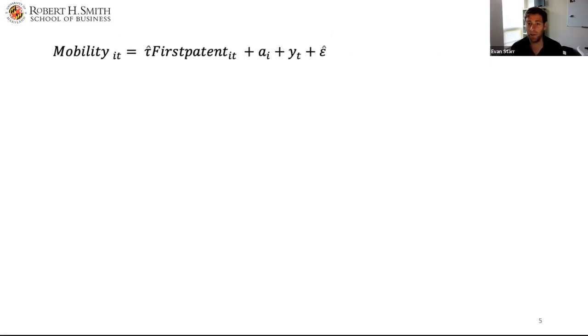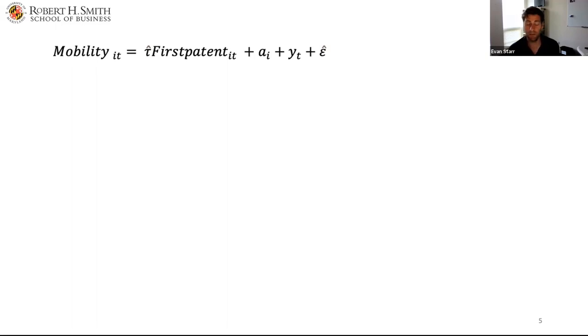Okay, so let me just jump right into some of what we're going to do. We're going to start here with a very, very simple two-way fixed effects regression. In our LinkedIn data, we have a measure of mobility, which is at the year level. And so it's just a dummy for did this inventor separate from their employer in this year? Okay, so that's the DV. And we're going to regress that on a dummy for when they received their first patent. You could receive your first patent in 1995 or in 2000 or 2005. So there are many different times you could receive it. And so we're just having a dummy, which varies by individual and by time.